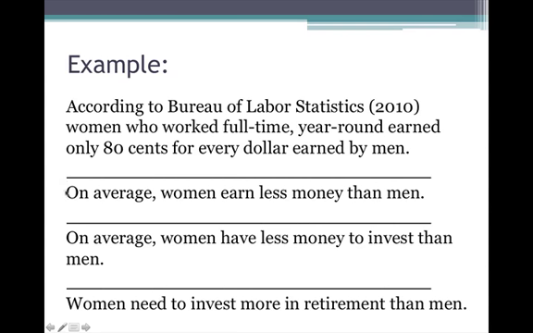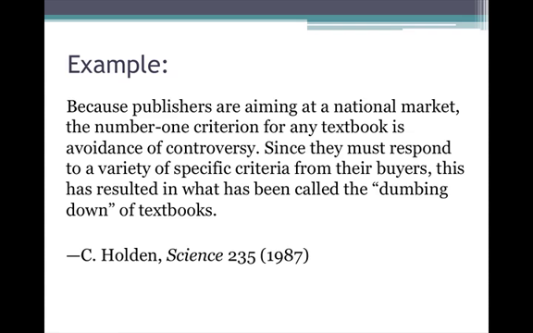This, in turn, becomes a premise for the conclusion that on average, women have less money to invest than men, which in turn becomes a premise for our ultimate conclusion, that women need to invest more in retirement than men. So you can start to see how the simplistic standard form gets more complicated when we're working with extended arguments. Let's take a look at another example.